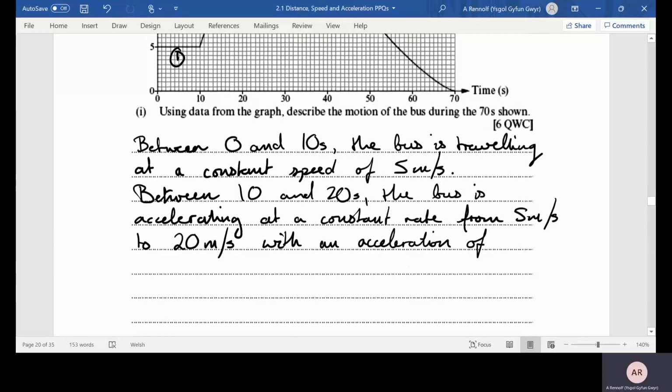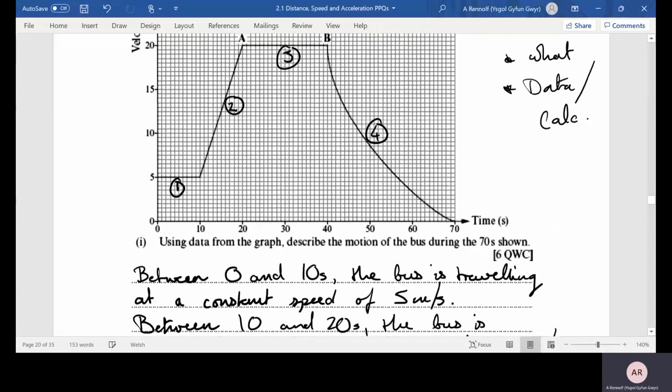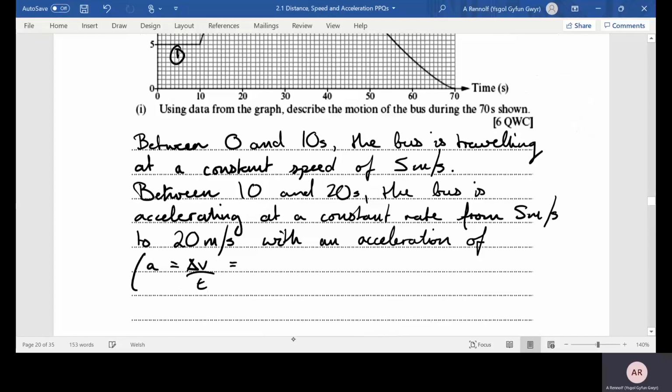let's calculate it. We're going to leave a gap there and jump down here. Acceleration is the change in velocity over time. The change in velocity, well, we've gone from 5 to 20, so that change is 15 over a time period of 10. So we've got an acceleration of 1.5 meters per second squared. So to fill in the gap then, 1.5 meters per second squared.